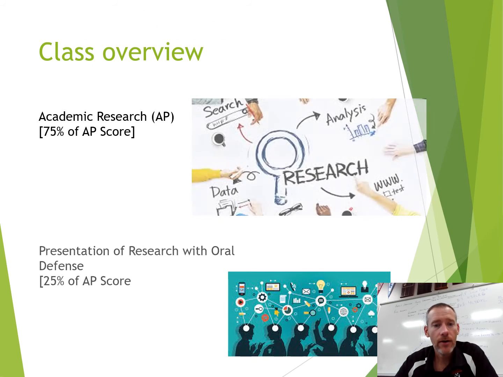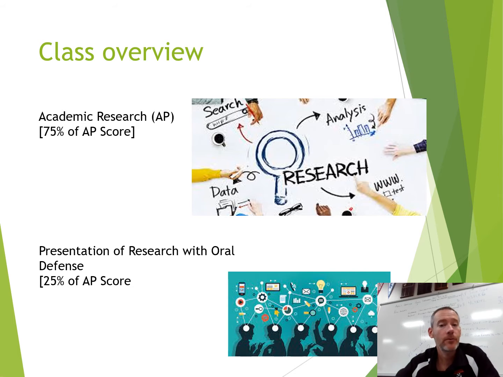Class overview. So there's 2 things. Unlike seminar, which has 5 components, this has 2. One is their research paper, the academic research. That's 75% of their score. And then the other 25% is a presentation with oral defense questions. So it's a lot simpler than seminar. And there's no end of course exam, anything like that. It's their research. Can they write about it, and then can they present about it?